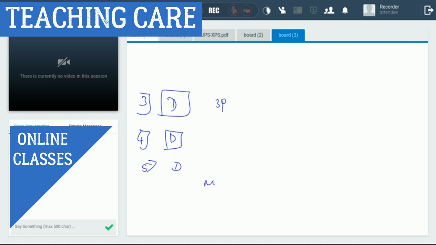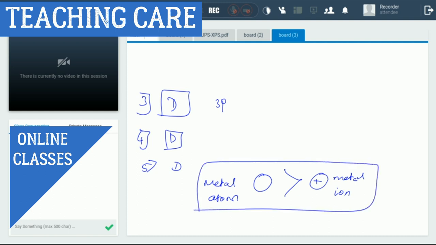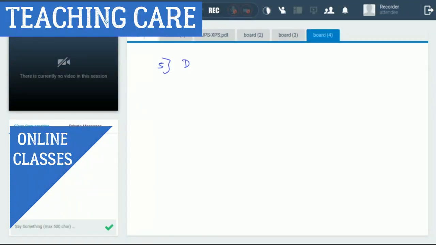Always, if you take a metal atom, it will be bigger than the metal ion. Metal ion is the daughter; metal atom is the parent, because metal has to lose electrons. When it loses its electron, one shell will not be there. So when the shell is not there, what will happen? The radius of the atom will be less. So always the cation will be smaller than the parent atom. Parent metal atom will be bigger.